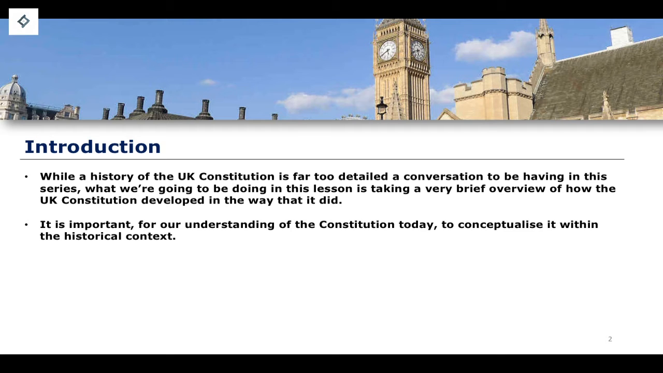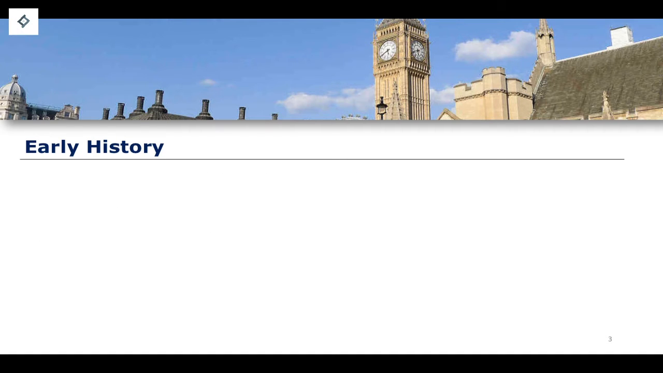For our understanding today, however, it is important that we look at the broader historical context in which we can conceptualize our constitution and the development of our constitution, which is the purpose of this series. Given its early history, we're not going to spend too much time on it, because the main events take place a little later, during the tumultuous years of the Stuart dynasty and the Glorious Revolution.